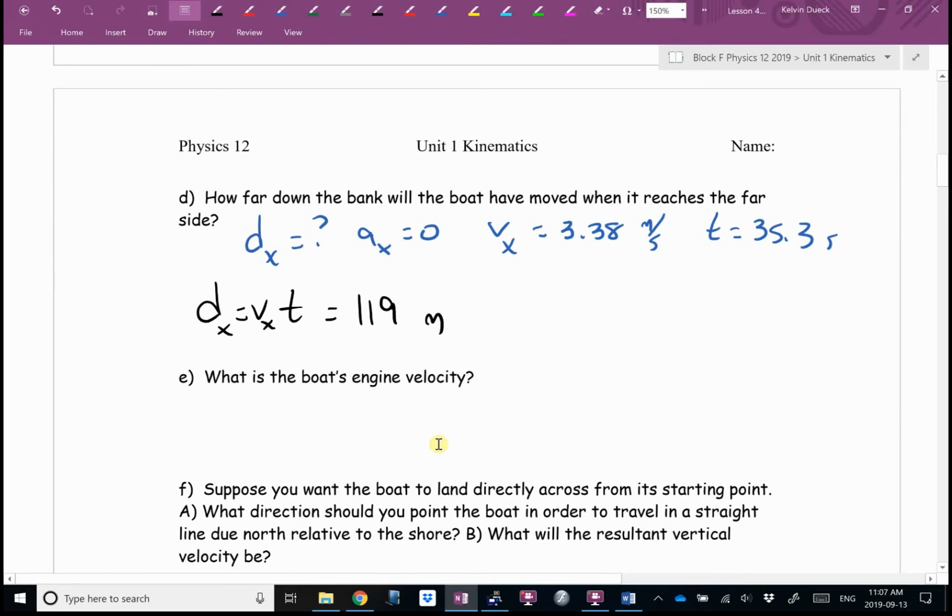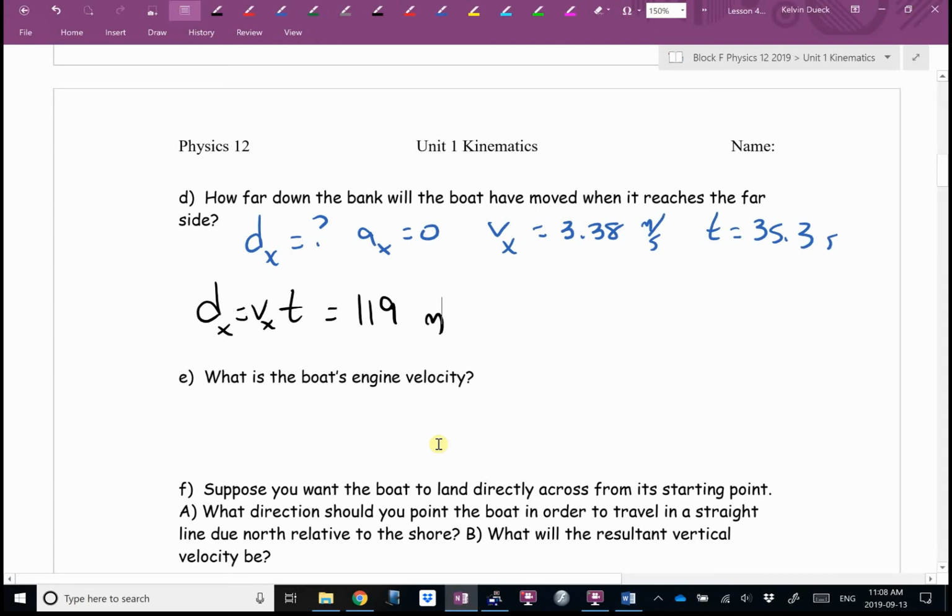E. Ethan, what's the boat's engine velocity? Too slow. Ryan, what's the boat's engine velocity? Too slow. Nick, what's the boat's engine velocity? No. Too slow. Look at the picture, look at your triangle. Which of those velocities in that vector triangle that we solve for is the boat's motor pushing it across the river?